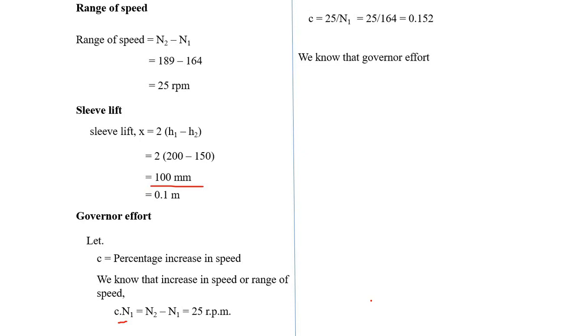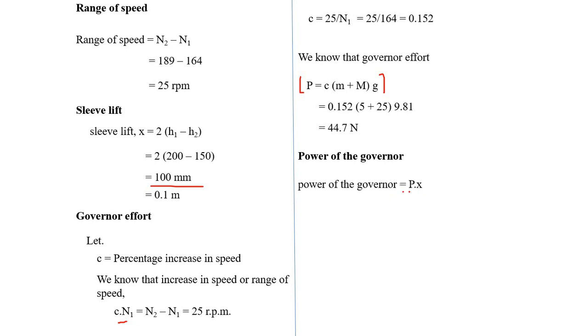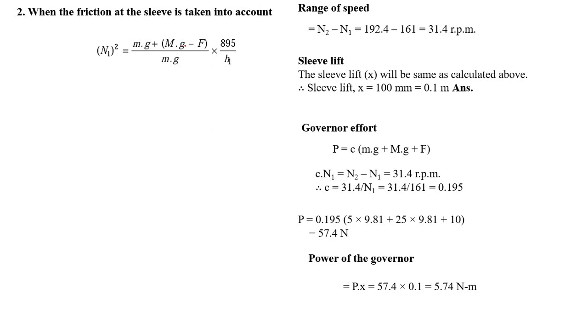We know that the governor effort P is equal to C into m plus Mg. The power of the governor is equal to the effort into the sleeve lift. Already you can find the sleeve lift, 0.1. Effort 44.7. What is the power? 4.47. You can apply these values in the N1 formula. N1, you know the N1 value.